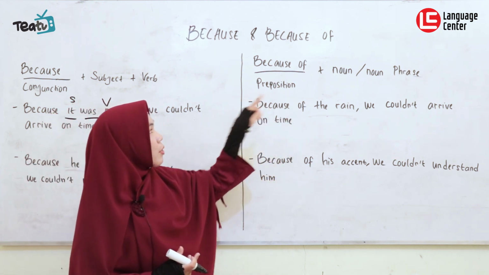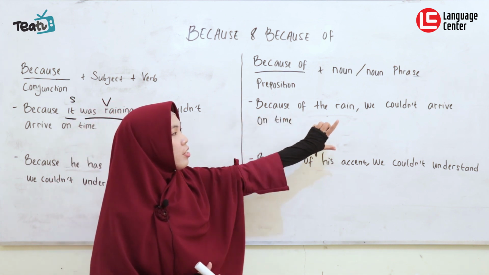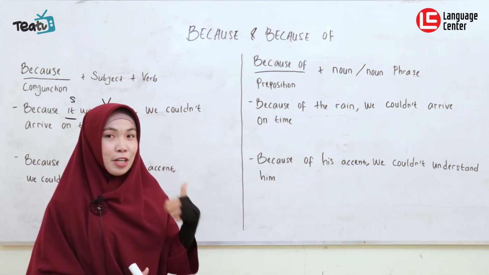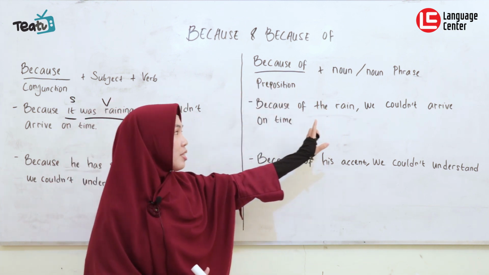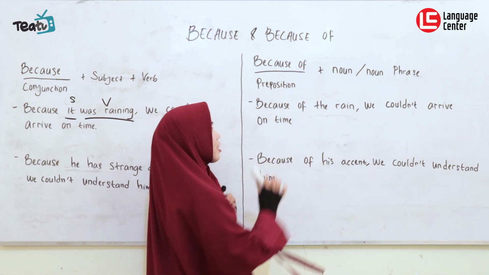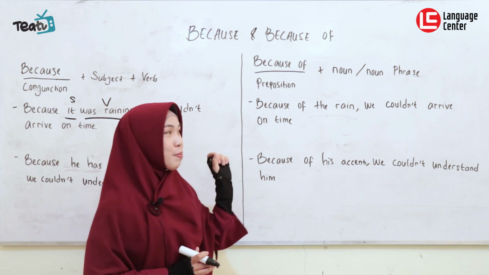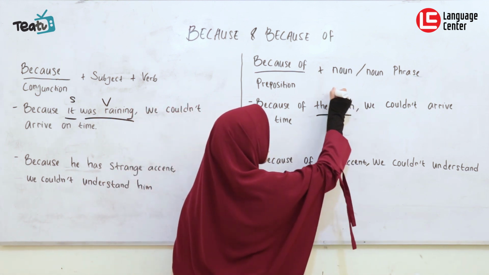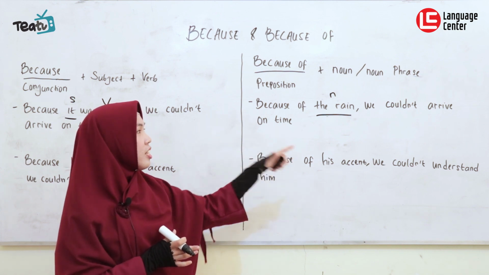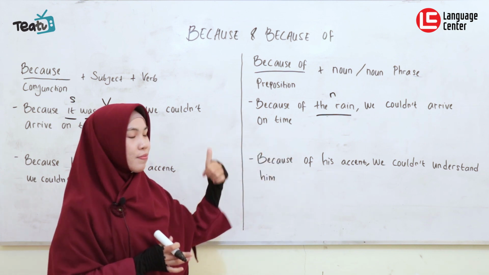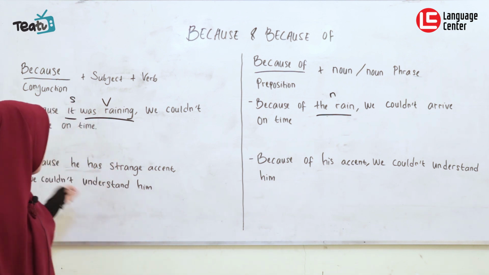We are going to talk about the example of because of. Because of the rain, we couldn't arrive on time. Remember the formula: because of is followed by noun or noun phrase. So from this sentence, which one is the noun? After because of, so this one is the noun. Let's read it together: Because of the rain, we couldn't arrive on time. The meaning is the same.